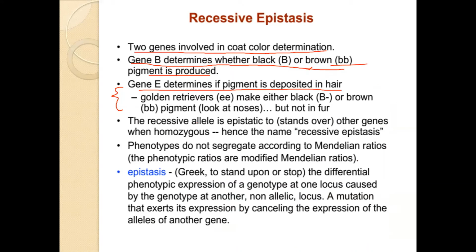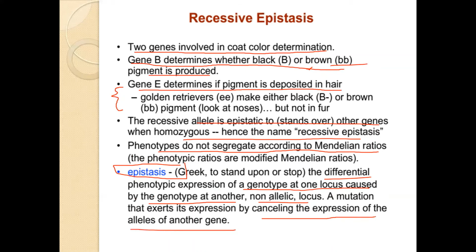Now, the recessive allele is epistatic to the other gene when homozygous, hence the name recessive epistasis. Phenotypes do not segregate according to the Mendelian ratios. Now, in case of epistasis, the differential phenotypic expression of a genotype at one locus is caused by the genotype at another non-allelic locus, a mutation that exerts its expression by cancelling the expression of the allele of another gene.